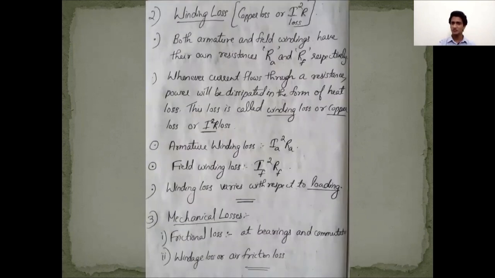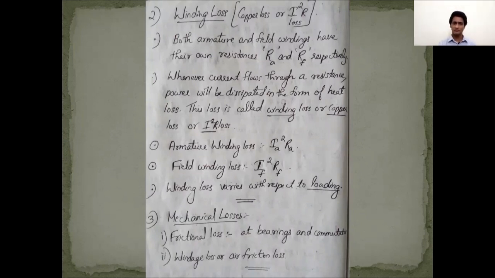Winding loss is also called copper loss because most of our windings are made of copper. As we know, both the armature and field windings have their own resistance, Ra and Rf respectively. Whenever current flows through a resistor, power will be dissipated in the form of heat loss. That heat loss or power dissipated by the resistance will not be useful for us, and this loss is called the winding loss or copper loss. Hope it is clear for you.